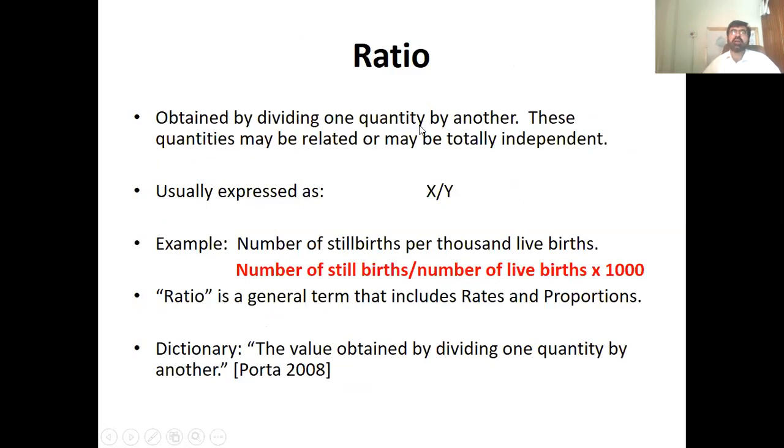Ratio is obtained by dividing one quantity by another quantity, a general definition. These quantities may be related or may be totally independent. Usually expressed as X divided by Y. Example, the number of stillbirths per 1,000 live births, number of stillbirths over number of live births. So the two quantities are quite different from each other. There are stillbirths and there are live births.